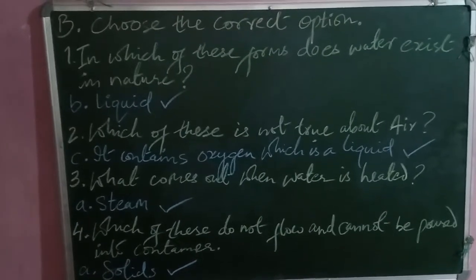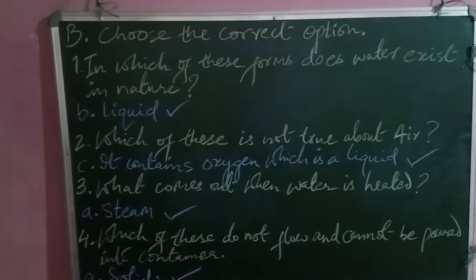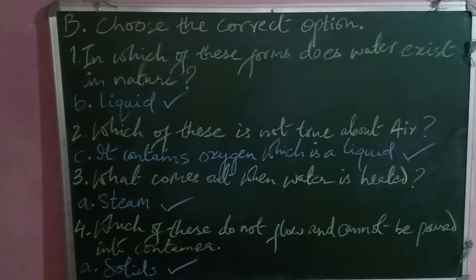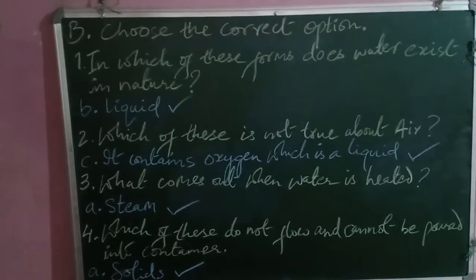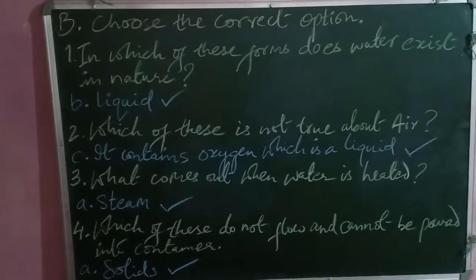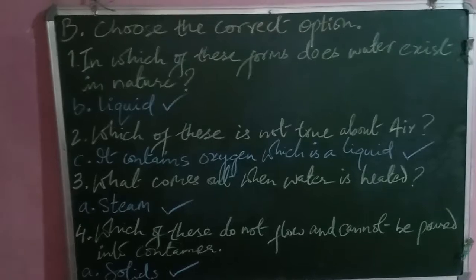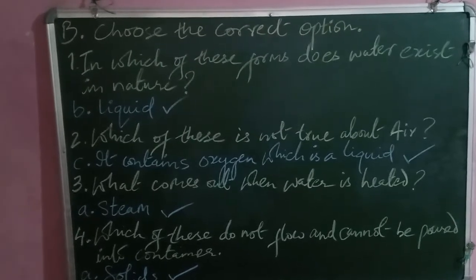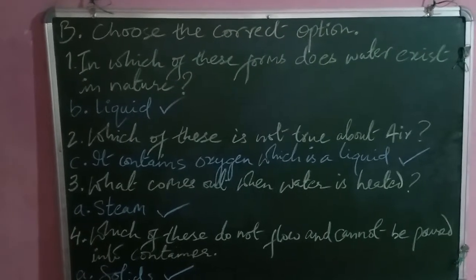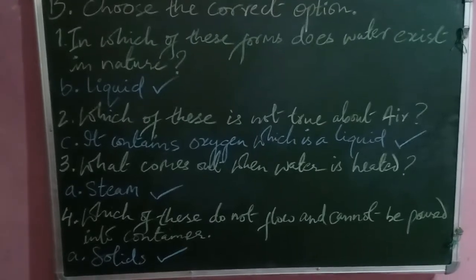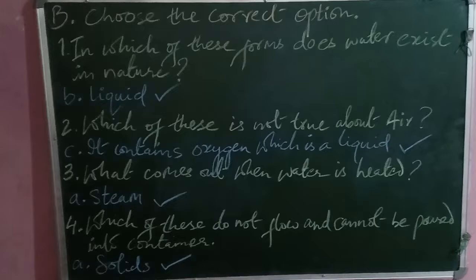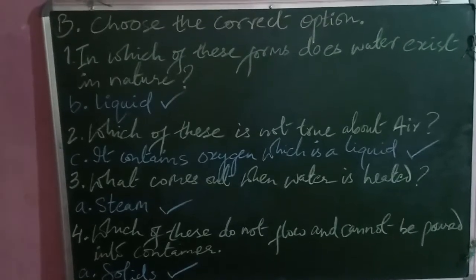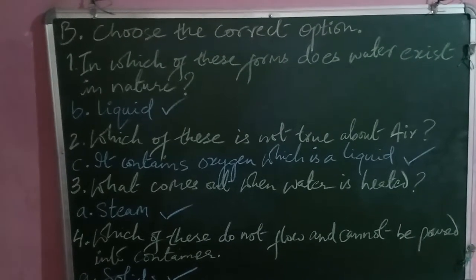Then we have question number 2. Which of these is not true about air? They have options like: it is a gas; it contains oxygen which is a liquid; it contains oxygen that is needed by all living beings; and option D, it has no shape or size. So the correct answer is, it contains oxygen which is a liquid, option C.